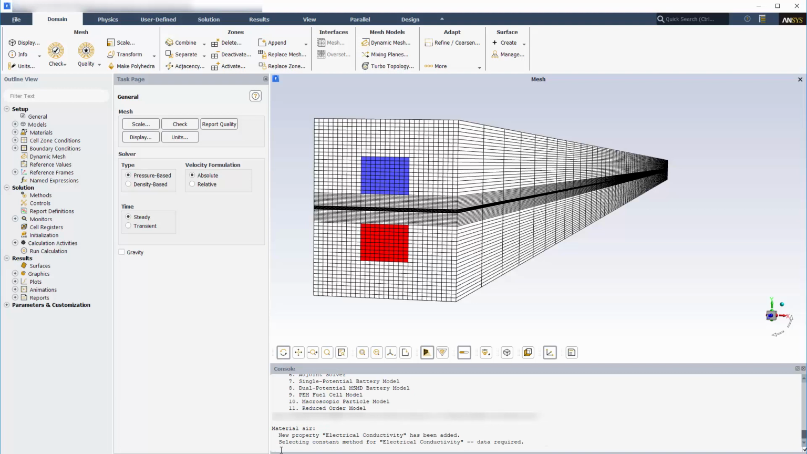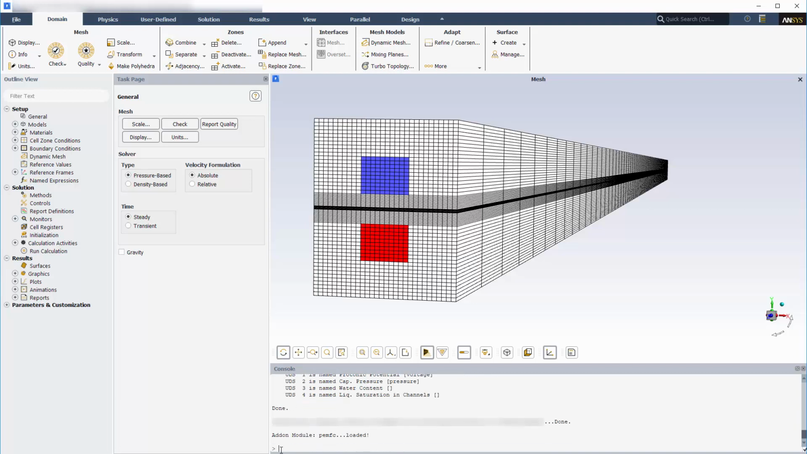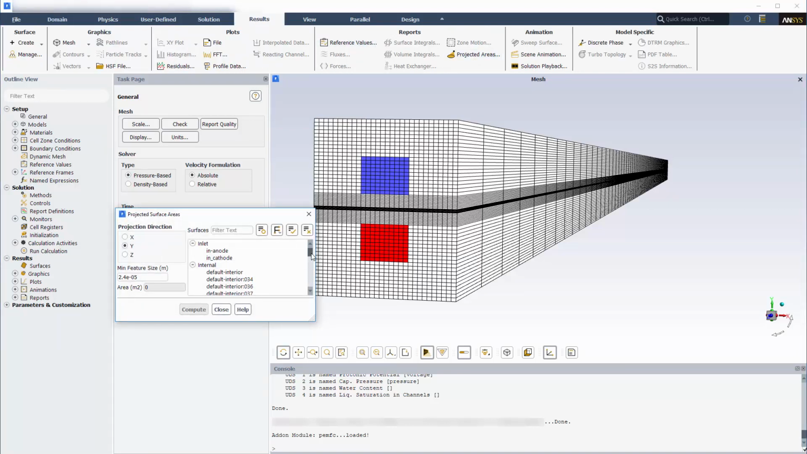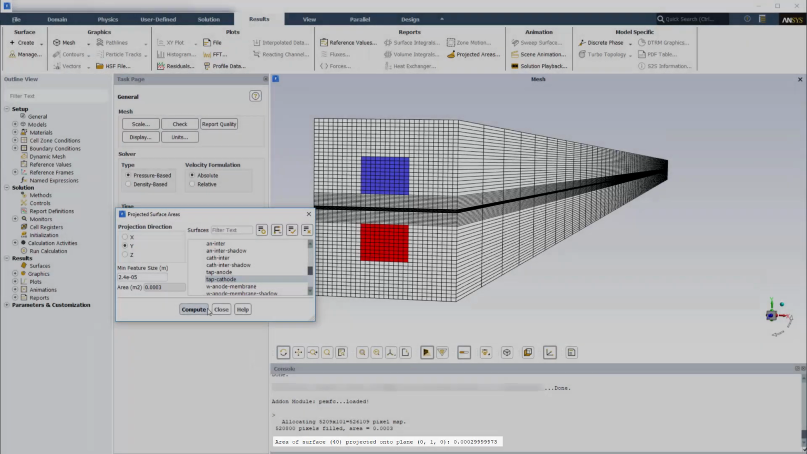Before I can set up the simulation, I need to compute the surface area of the membrane. I'll select projected areas in the report section. The area of interest is equivalent to the cathode terminal surface area. This value will be used later.